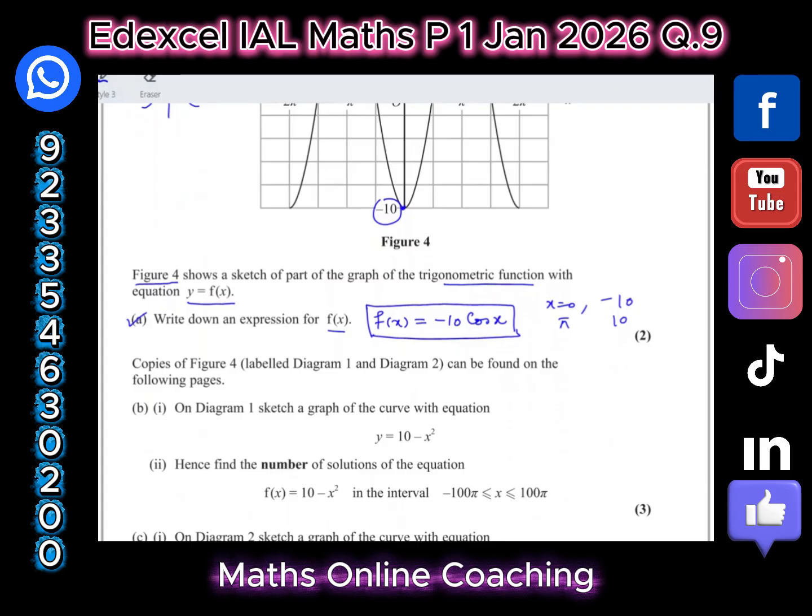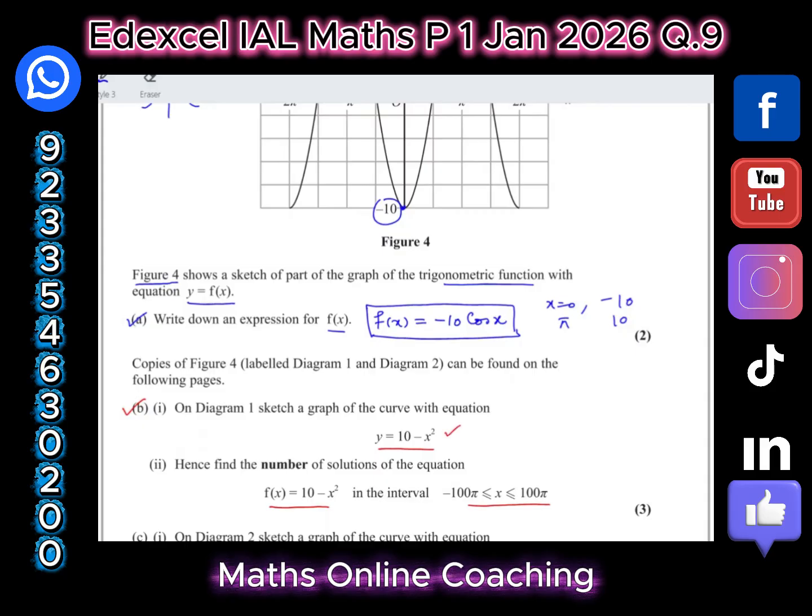Next is part B. Number 1, on diagram 1, sketch a graph of the curve with equation y is equal to 10 minus x square. And number 2 is hence find the number of solutions of the equation f of x is equal to 10 minus x square in the interval x greater than or equal to minus 100 pi and less than or equal to 100 pi.